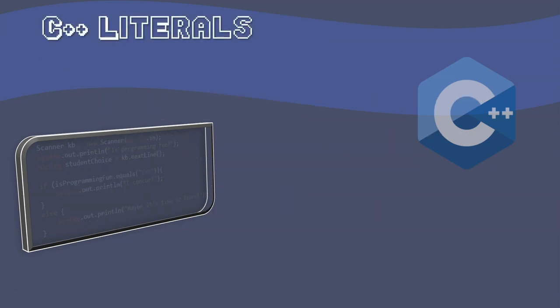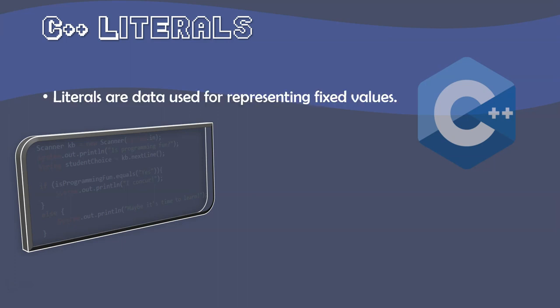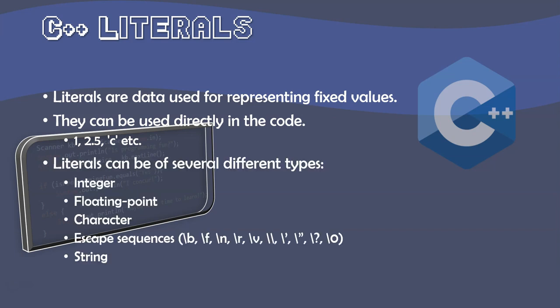Now, C++, of course, also has literals. And literals, if you recall, are simply just data that's used for representing fixed values. They can be used directly in code, so I could say like 1, 2.5, the character C, etc. And they can be of several different types. So we can have integer literals, floating point, characters, escape sequences, strings. Strings is a very common one that we see because a lot of times, for example, when we are writing out to the console and we're putting just a direct quote of what we want displayed, that is a string literal right there.